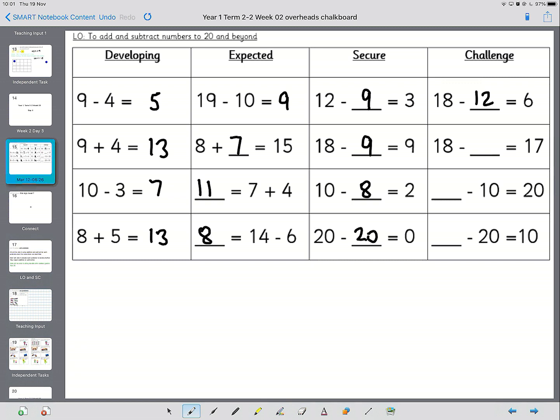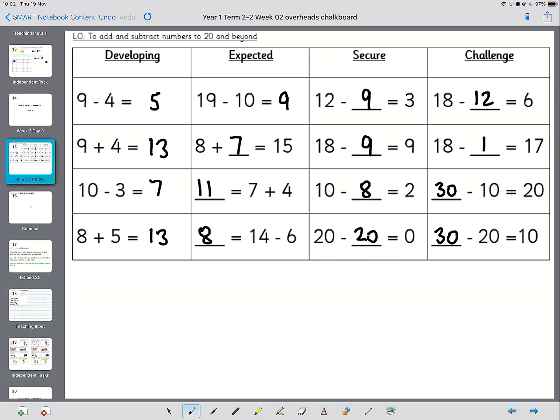18 minus something equals 17, probably ruler or number square, that's 1. And then what do you take 10 from to get 20? Well, if you used 10 bars or a number square, you would realize that you're going to start at 30, count back 20, or do the opposite and count on, and then this is just turned around, so that's also 30. Okay, so that's the end of our starter.